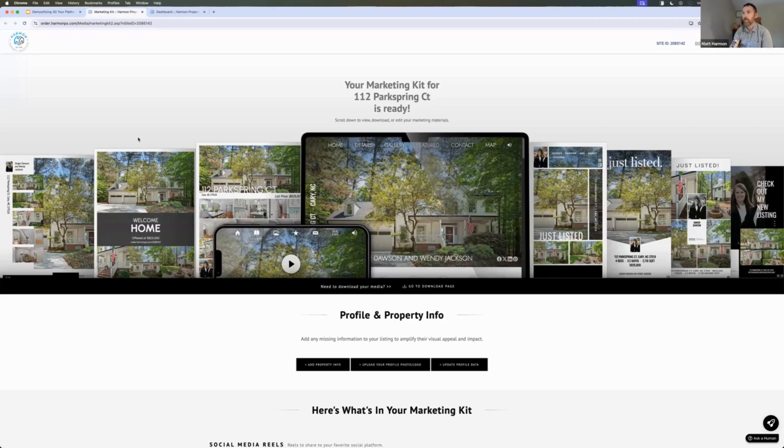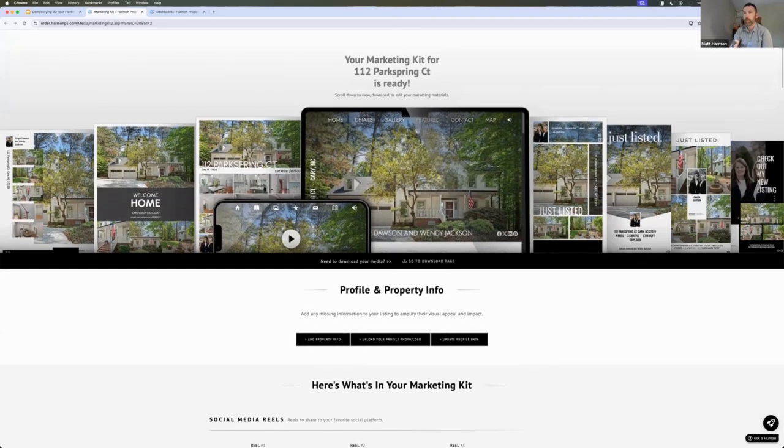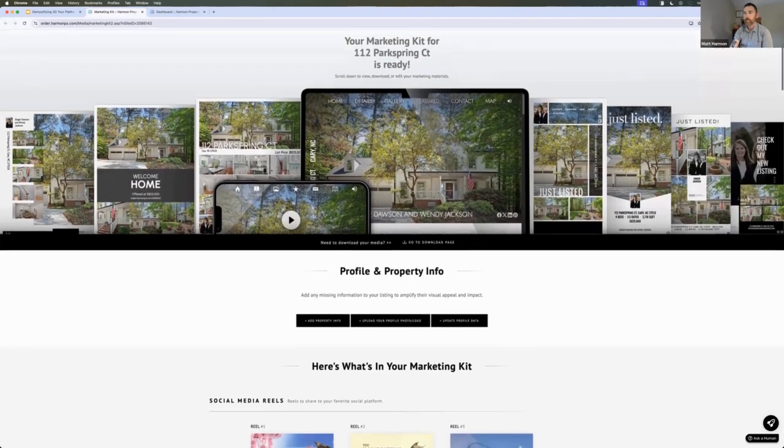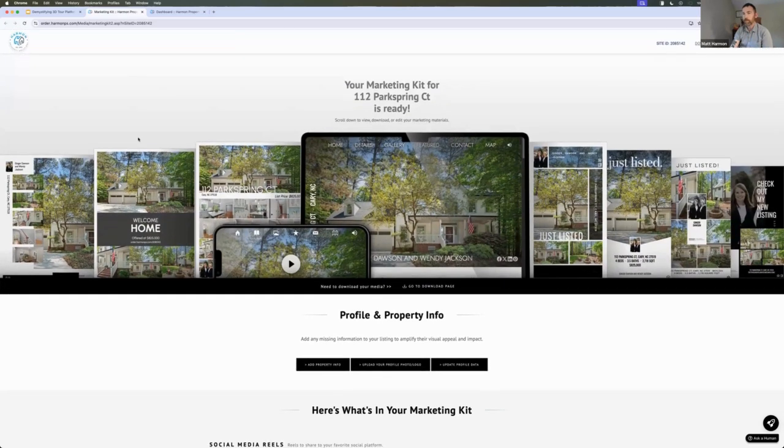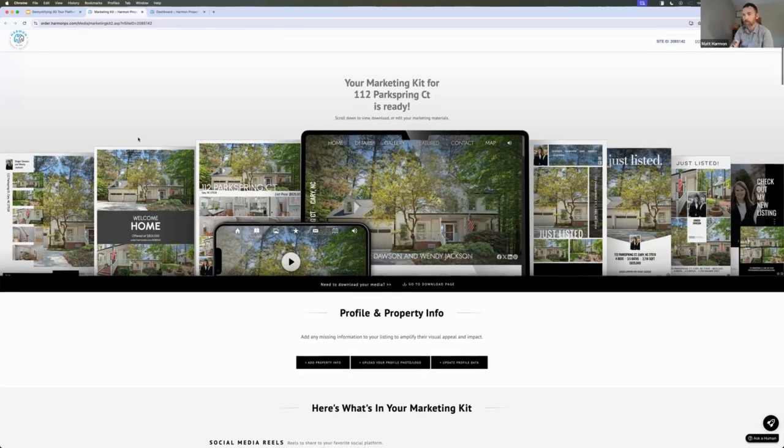This is a marketing kit we did for one of our clients. I'm going to show you two different ones for two different clients. There's a lot here, so I'm going to try to go through it slowly. Just so you know, this is a $40 add-on to any listing, and if you do it as part of a bundle, it's even less, like $35. They call it a marketing kit because it is going to create so much marketing material for you. You will love it.